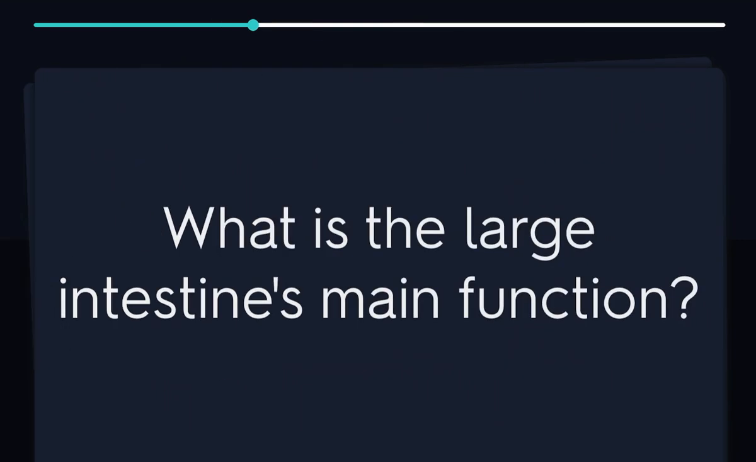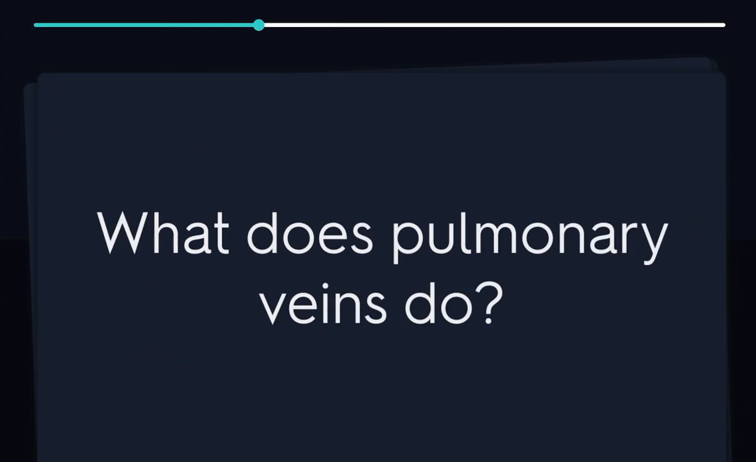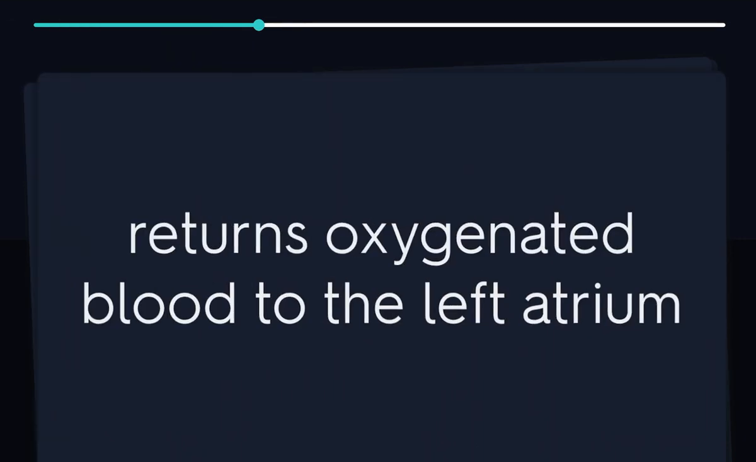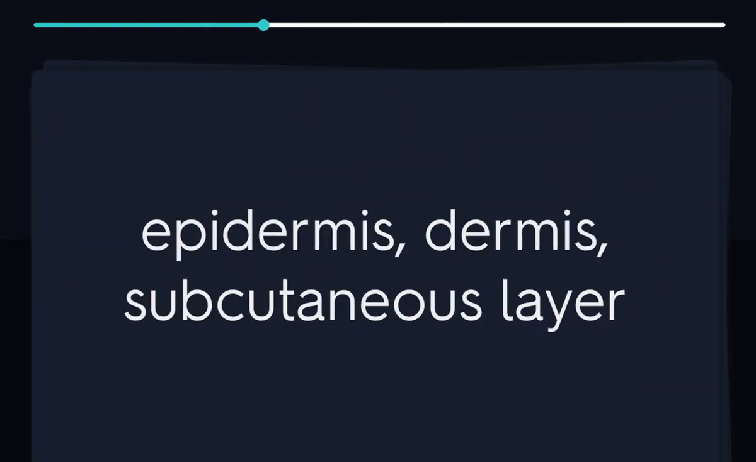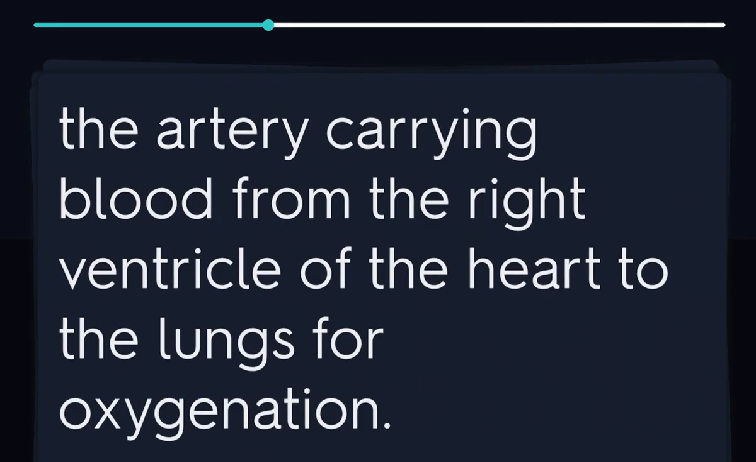What is the large intestine's main function? The reabsorption of water into the body and the absorption of vitamin K. What do pulmonary veins do? Returns oxygenated blood to the left atrium. What are the three layers of skin? Epidermis, dermis, subcutaneous layer. What do pulmonary arteries do? The artery carrying blood from the right ventricle of the heart to the lungs for oxygenation.